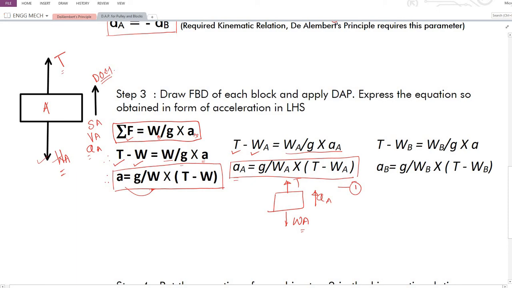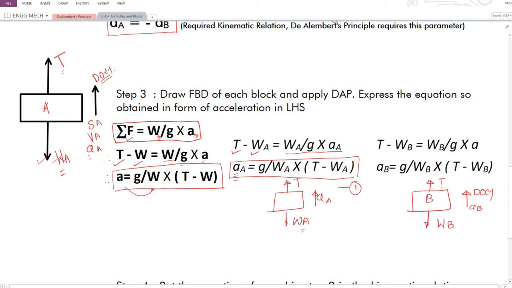We are just making sure that whatever equation we have is in the form of the acceleration with suffix A. Then similarly for block B, tension is here, then this is the direction of motion, or direction of acceleration, velocity, or displacement. This is A suffix B, this is block B, and this is the weight of block B.